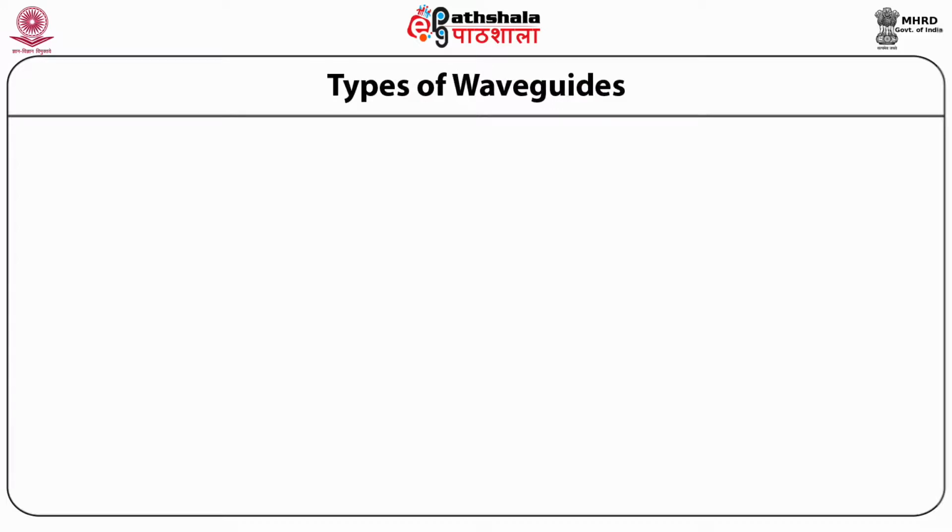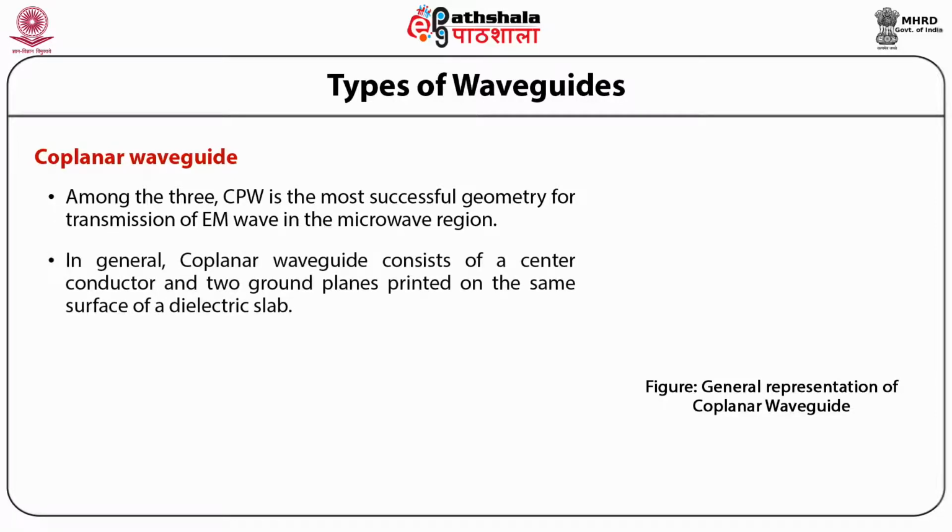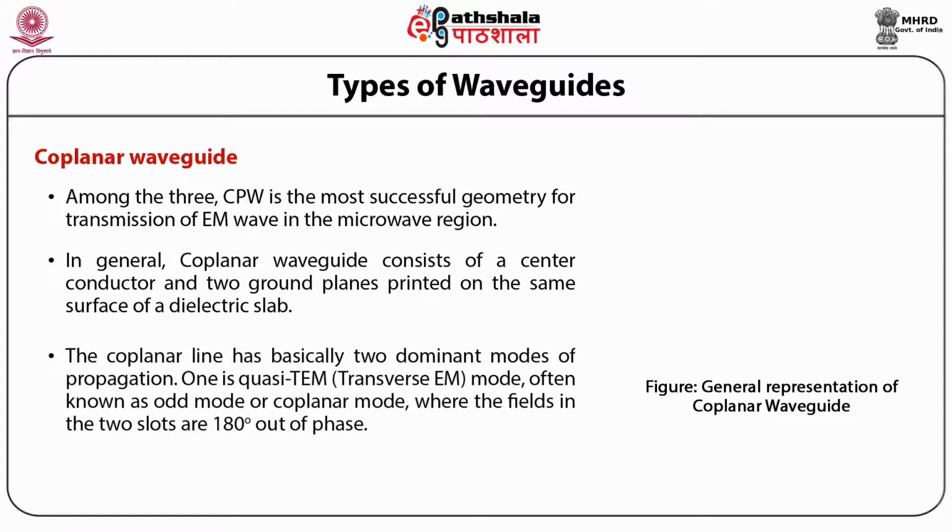The third category is the coplanar waveguides. So among the three categories, the coplanar waveguide, that is CPW, is the most successful geometry for the transmission of electromagnetic wave in the microwave region. In general, the coplanar waveguide consists of a central conductor and two ground planes printed on the same surface of the dielectric slab, which is shown in the figure.